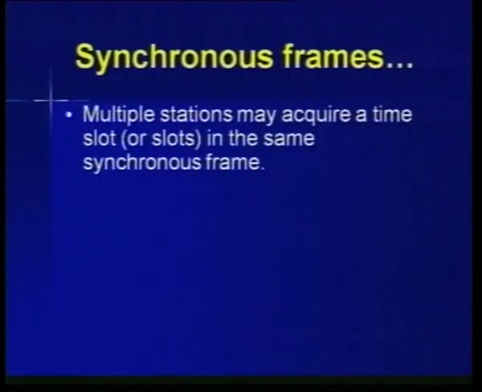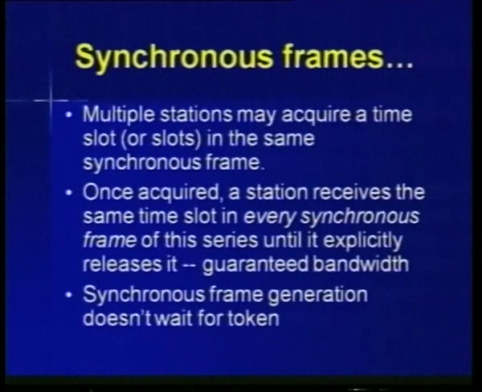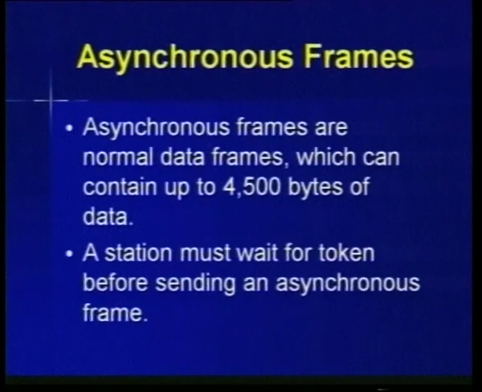So in synchronous frames, how do we handle it? Multiple stations may acquire a time slot or slots in the same synchronous frame, and once acquired, a station receives the same time slot in every synchronous frame of the series until it explicitly releases it. That is, you have a guaranteed bandwidth. And synchronous frame generation does not wait for the token. Asynchronous frames are normal data frames, and can contain up to 4500 bytes of data. A station must wait for the token before sending an asynchronous frame.